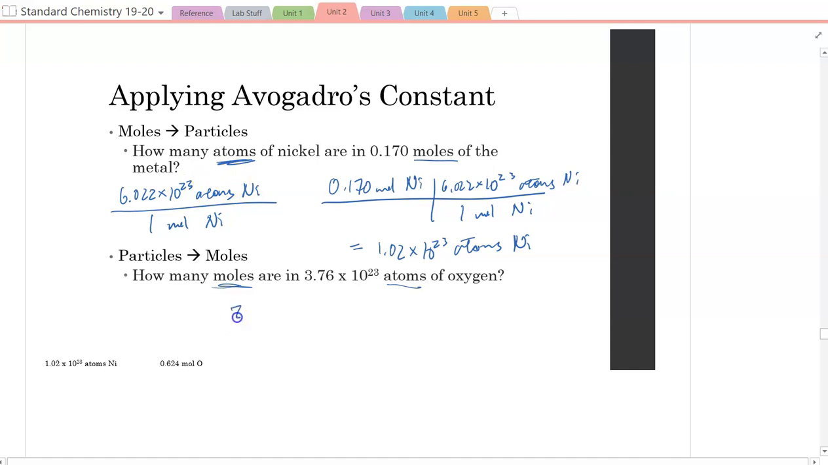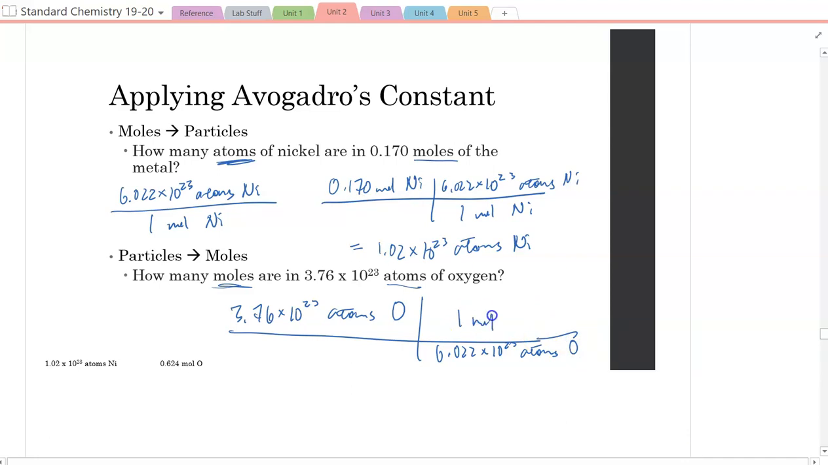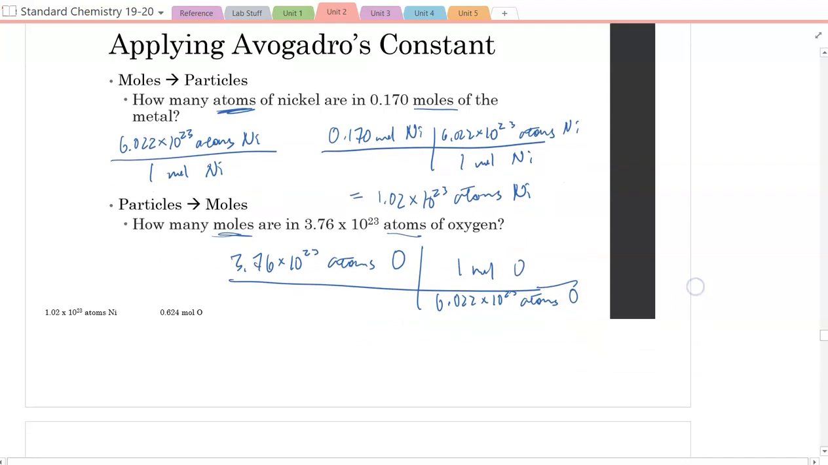So in this case, I'm going to go ahead and stick in 3.76 times 10 to the 23 atoms of oxygen, right? That's my given. And then for Avogadro's constant, I can flip it upside down or put it as is. This time I flip it because that number has to be on the bottom. Instead of writing nickel, we're doing this one specific to oxygen, so I write O there, and 1 mole of oxygen up top. And then do some math. You get 0.624 moles of oxygen.